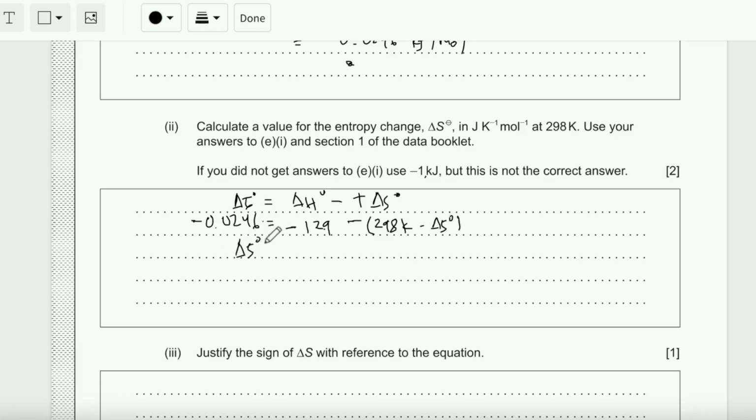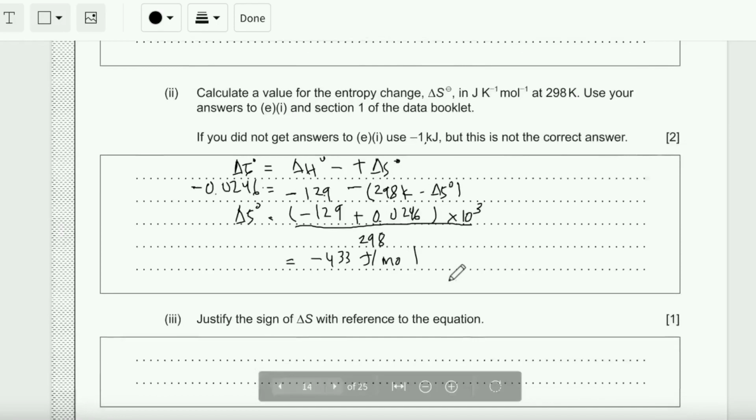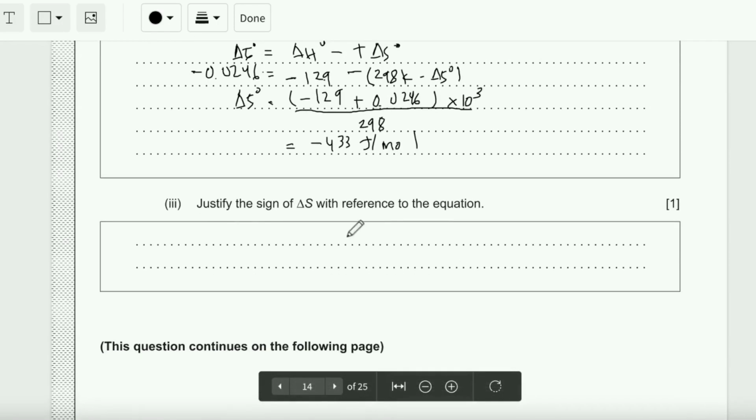So to find delta S, negative 129 plus 0.0246, because this is kilojoule and the question is in joule, kilojoule to joule, divided by 298, which is negative 433 joule per K per mole.